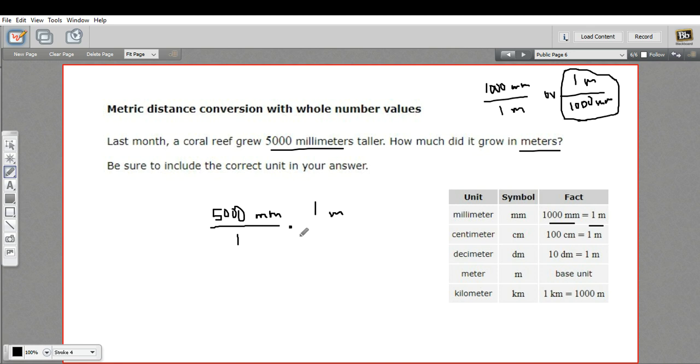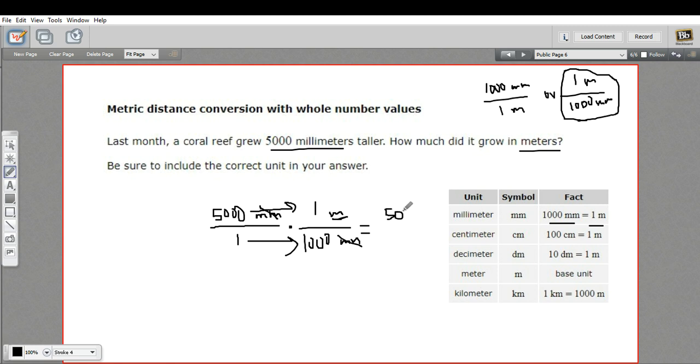1 meter over 1,000 millimeters. Now what happens here, the units here and here will cancel. There's one on top, one on the bottom, they cancel. And then what we have is a multiplication problem. 5,000 times 1 on the top, 1,000 times 1 on the bottom, and the units you're left in is meters. That's what you want to end up in, so that's great.